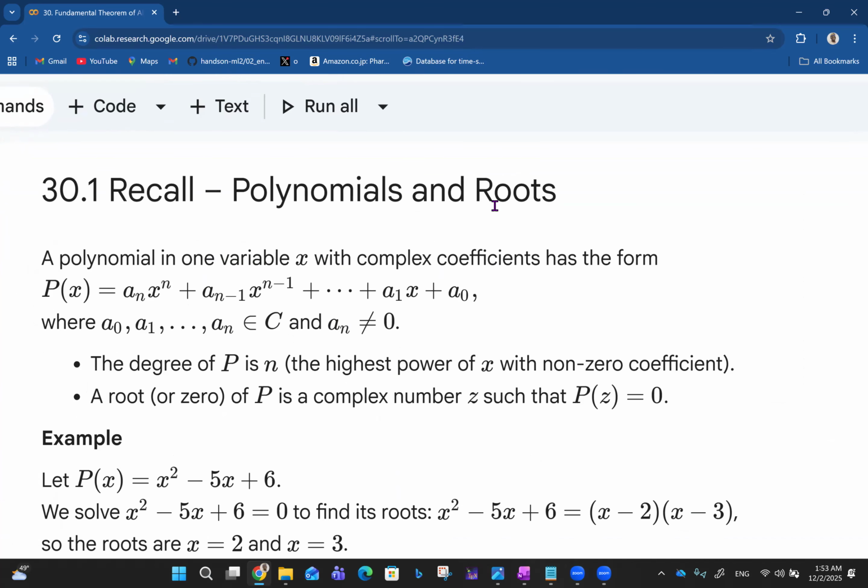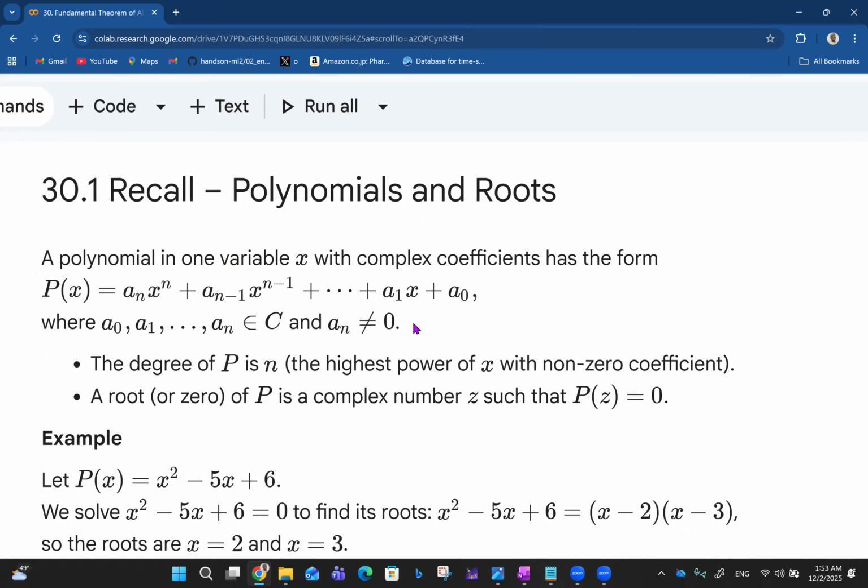Recall we've talked about polynomials and roots, right? So a polynomial in one variable x with complex coefficients has the form p of x equals a_n x^n plus a_(n-1) x^(n-1) plus all of that plus a_1 x plus a_0, where a_0, a_1 up to a_n are complex and a_n is not equal to 0. When we say complex here, you should understand that all real numbers are also complex because real numbers are a subset of complex numbers. What makes a complex number complex is the root of minus 1.